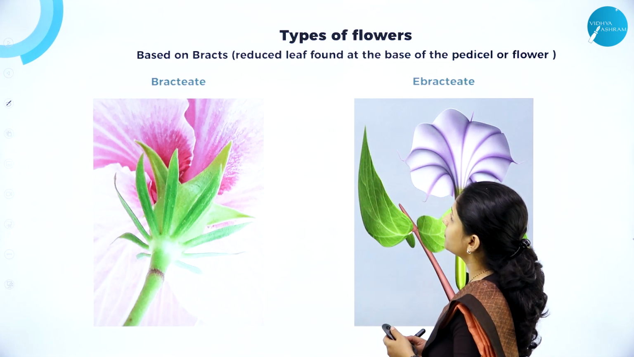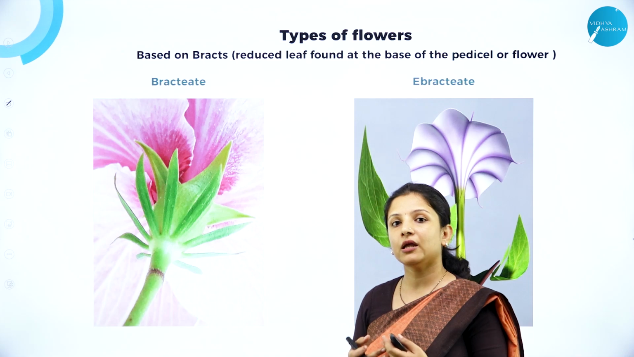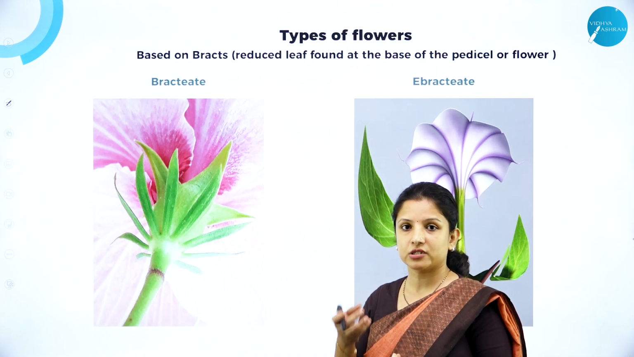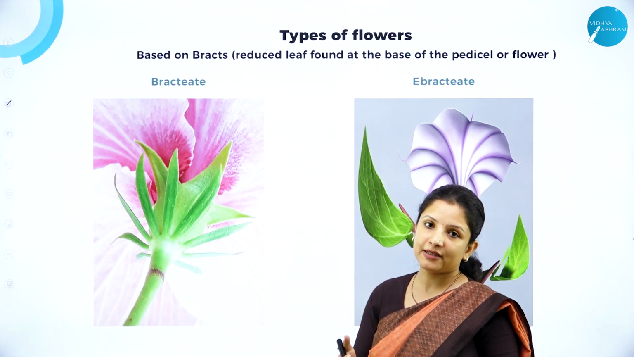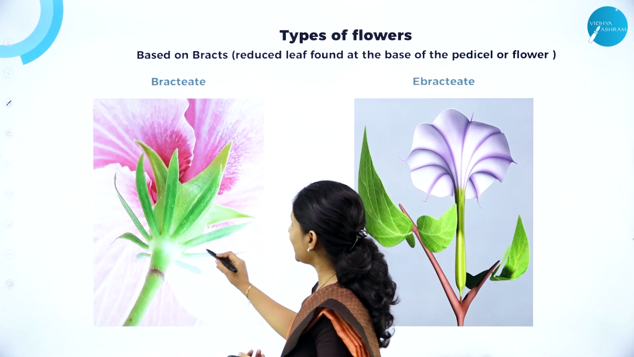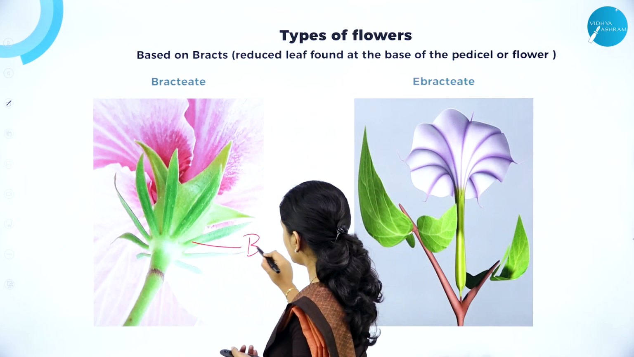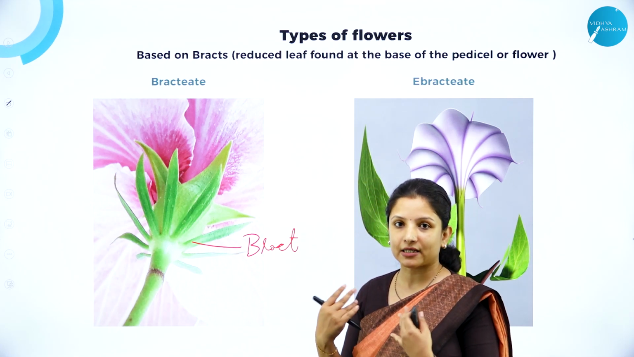Next is based on bracts. So, what do we call a bract? A bract can be any reduced leaf-like structure that is present at the base of the sepals or at the base of the pedicel. So, here in the case of hibiscus, they are bracteate. Why? Because a bract is present. They have a bract. So, it is bracteate.